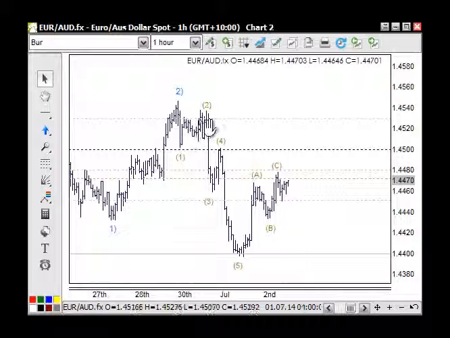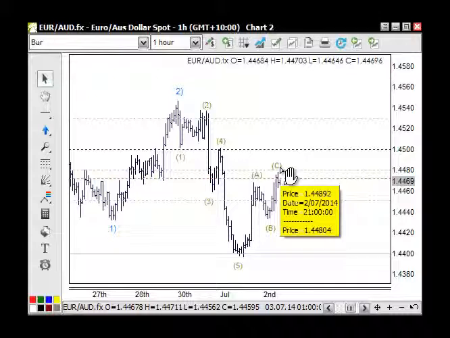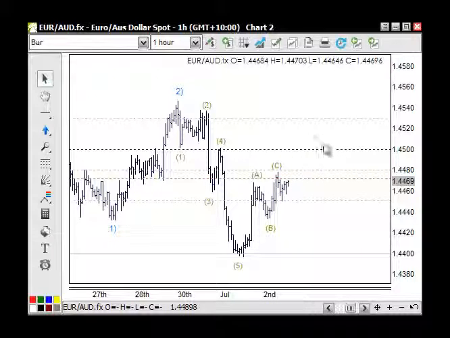And this is how I've sort of counted it so far. We've got 1, 2, 3, 4, 5 down here, and looking at this as an A and a B and a C. But I know that this can also be counted as 5 waves up here, so I'm a little bit anxious about that. But let's just see how it deals with the 145 here to start with.